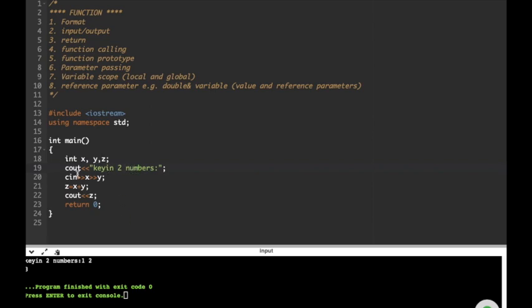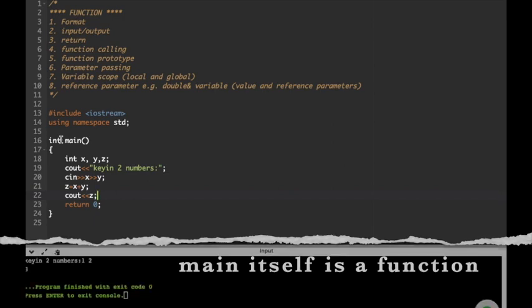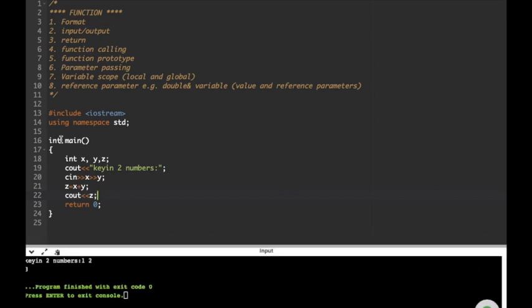Okay, so you code your program under the main function. So main itself is a function. In your program, you must have at least one function called main. All right, so you can also have different functions. Imagine that you have a very long code here, and you have so many things to do under main.